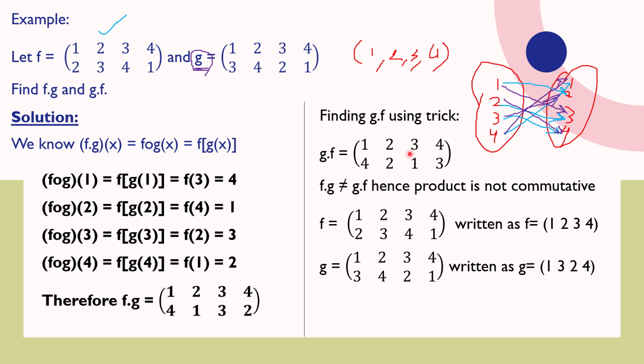Now, what is evident from this entire process? The thing evident here is that f dot g is not equal to g dot f. Hence, the product is not commutative. For permutations, the product is not commutative because we don't get the same answer for f dot g and g dot f. If both were equal, then it would be commutative, but in this case, it's not. Therefore, the product of permutations is not commutative. So remember the result.